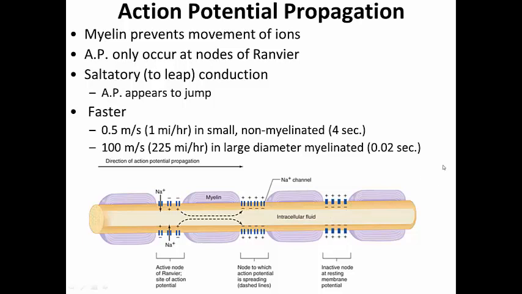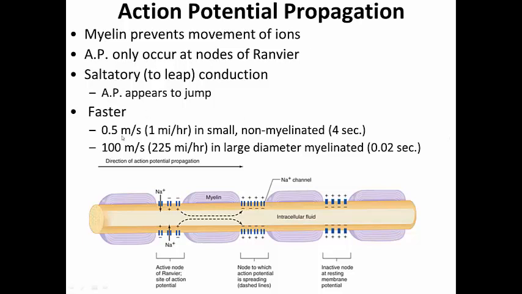And so this means that the signal travels very, very rapidly, because instead of having to regenerate itself at every little point, here, here, here, here, and here, it just has to occur here, and then it jumps to here, and then it occurs here, and jumps to here, and so forth, all the way down the axon. And this is a big deal.